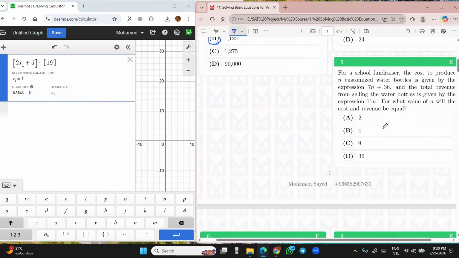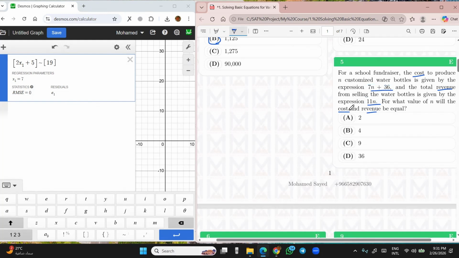For a school fundraiser, the cost to produce n customized water bottles is given by the expression 7n plus 36, and the total revenue from selling the water bottles is given by the expression 11n. So this is called what? The first part here is the cost. The cost is this, and the revenue is this. For what value of n will the cost and the revenue be equal? Equal means this expression here is equal to this one.